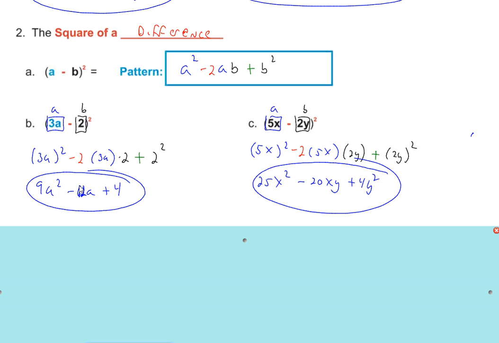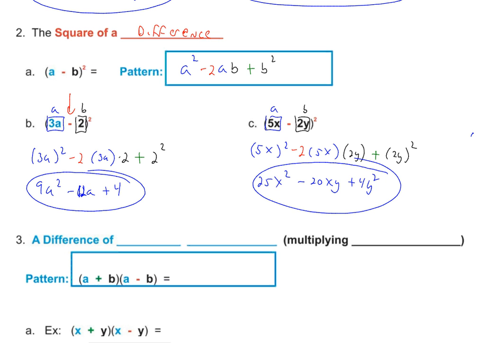Josh. Say again. For B. You're talking about this middle part? No, the original. Okay, what about it? Right here? Yes. So ask your question again. Where does the negative go?